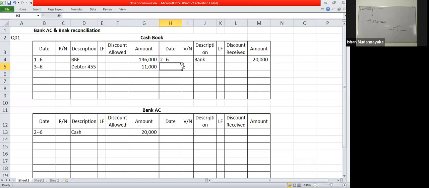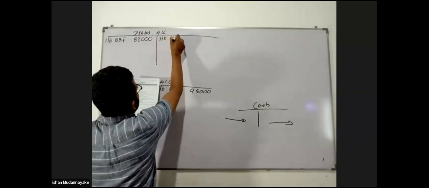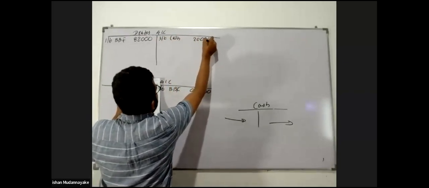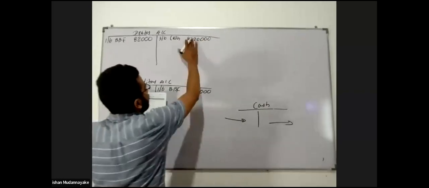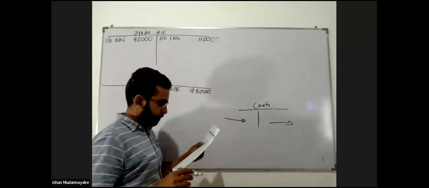Then here, students, cash book debit 11,000, and debtor's account credit. Quickly credit this 11,000 to the debtor's account. Cash debit, debtor's account credit. 3rd June, cash book 11,000. Cash book debit, debtor's account credit.